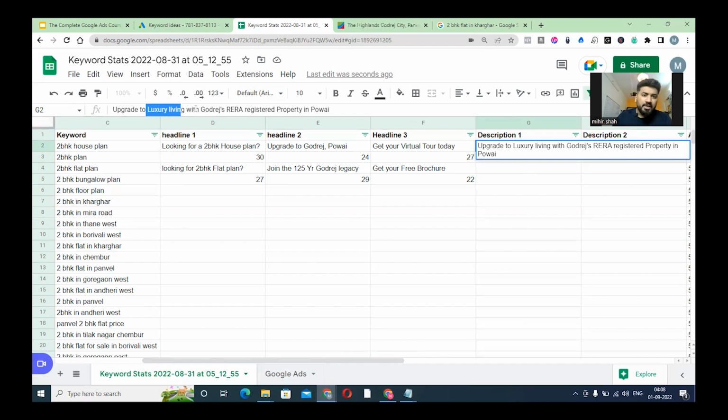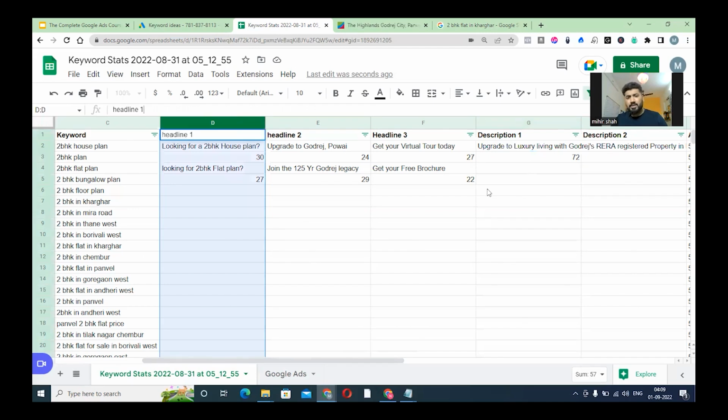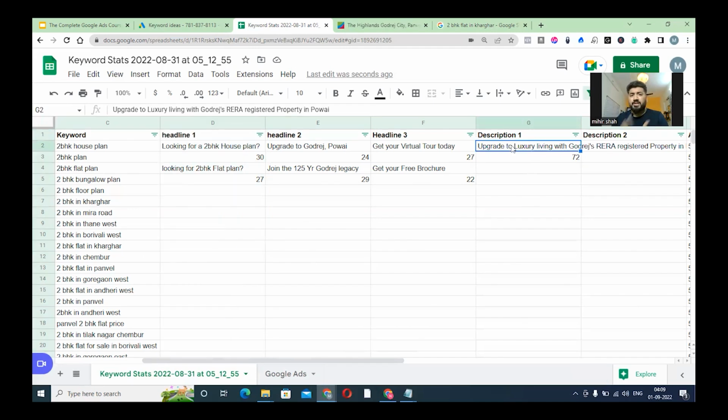Upgrade to luxury living with Godrej. So what I did is I put the brand name here as well. Again, to tell them, hey, I'm talking to you about Godrej, which you can directly trust. And also I'm talking about RERA registered. So this is giving you social proof, and it is in Powai. So your first headline is pretty sorted.